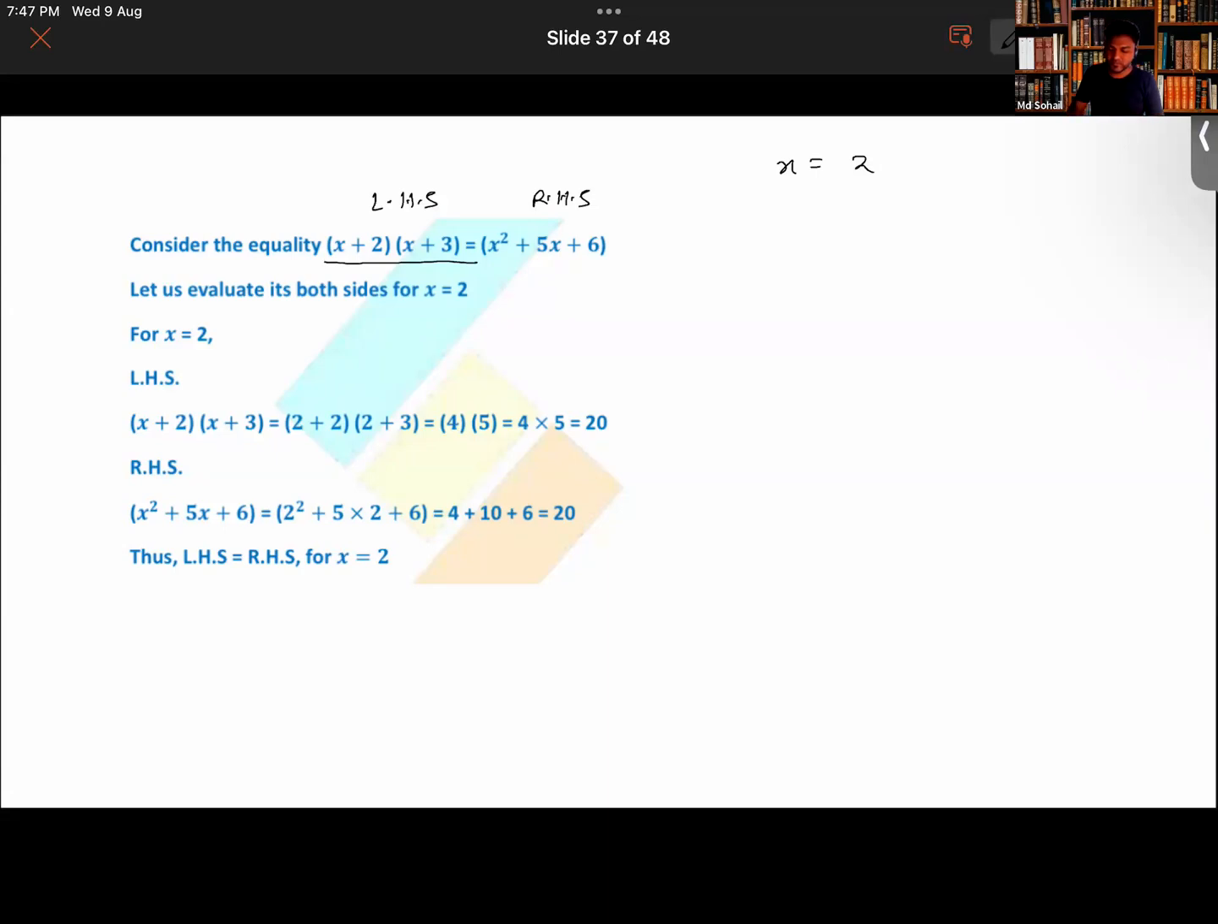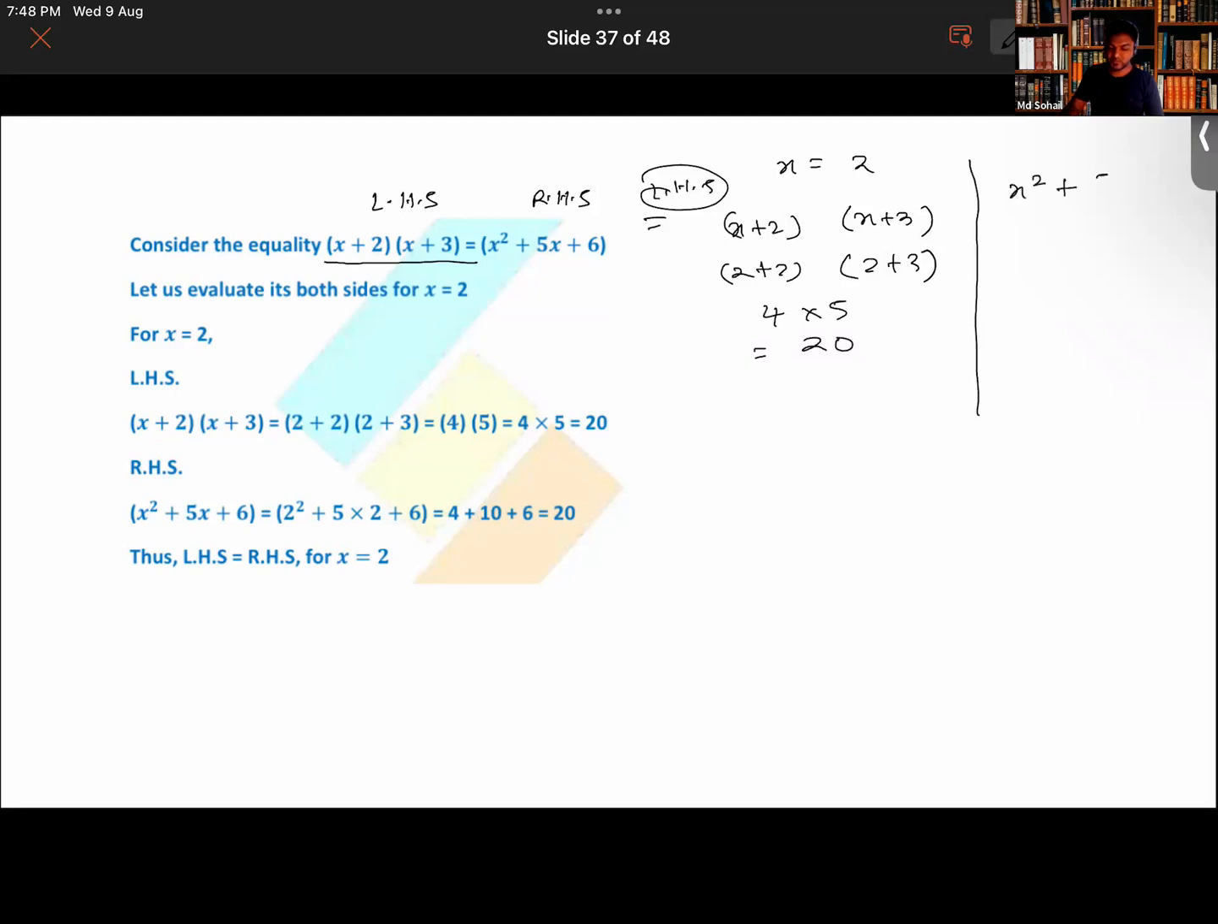For example, let's put it over here, x plus 2 into x plus 3. So first we have taken left hand side values. All right, so 2 plus 2 into 2 plus 3, so that is 4 into 5, that means 20 over here, right? Now see what is the expression on right hand side? It is x square plus 5x plus 6. So here we will again put the value of 2, so that is 2 square plus 5 into 2 plus 6. It's 20. Exactly, right? So here we are saying that this is an equality.